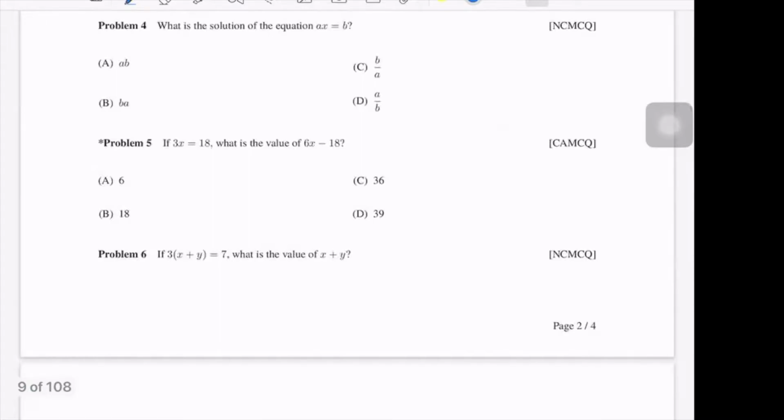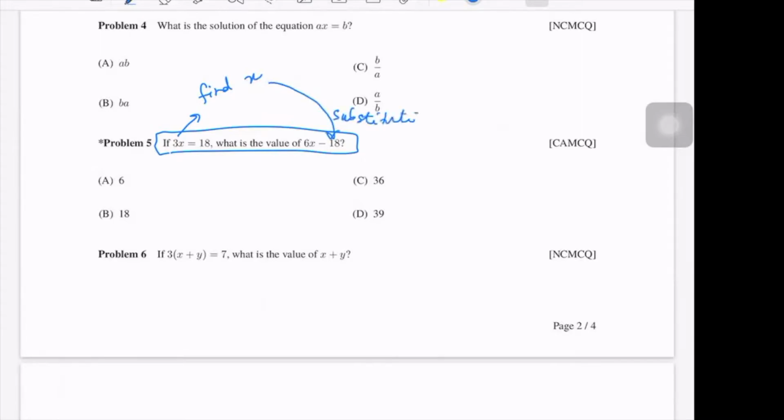Okay. See, in this question, there are two approaches. One way is to actually find x, and then substitute. So you have x as 6. Then you go to this expression and substitute. So we have 6 into 6 minus 18. So the answer comes out as 18.